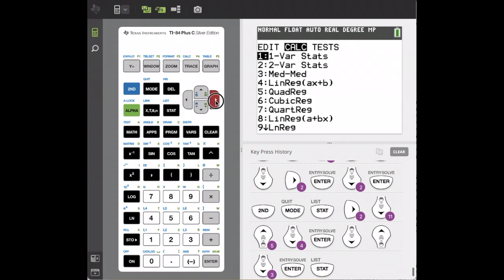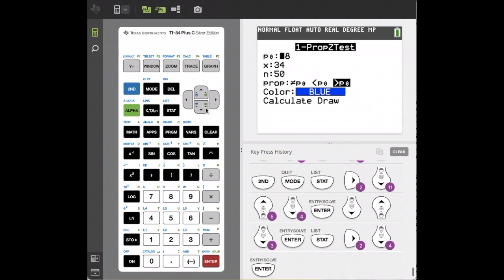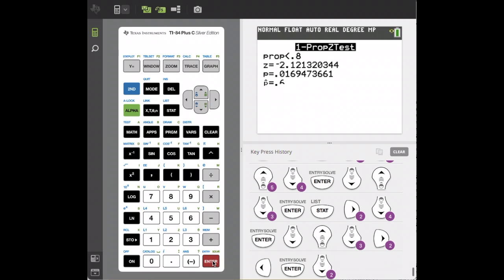If I wanted to do a hypothesis test, so a one sample z-test for p, I would go down to 1-PropZTest. The null hypothesis, p0 or p null, is 0.8, so that's assuming, or the claim to be, that George is an 80% free throw shooter, so p equals 0.8. And then, again, what happened with the raw data? He made 34 out of 50 shots. And our alternative is that he is less than an 80% free throw shooter. So we're going to choose the less than p0 option there. Don't have to worry about the color, and you can hit calculate.